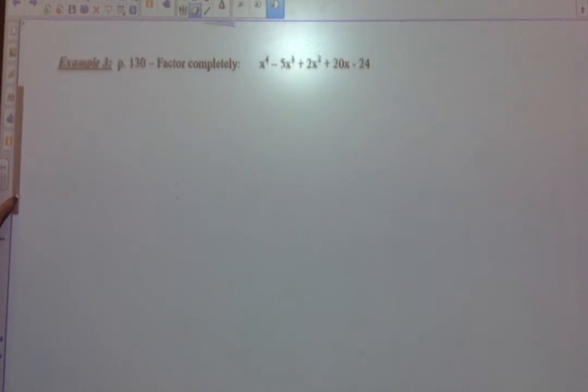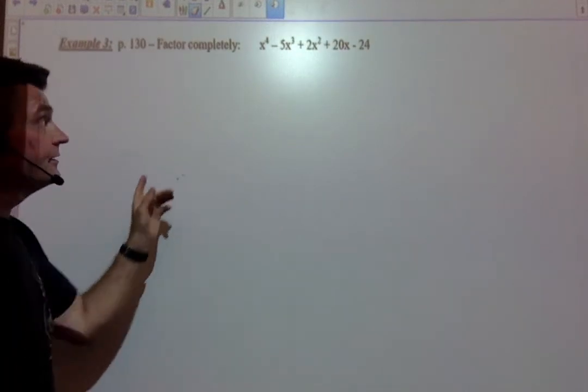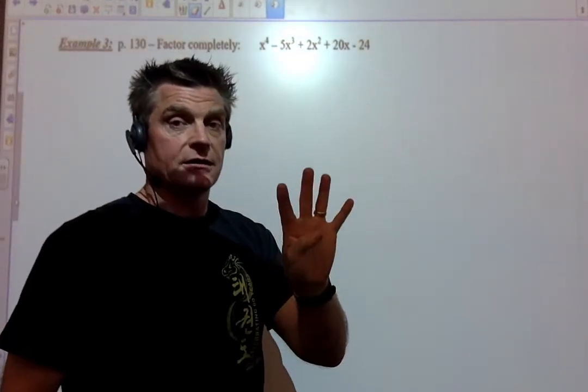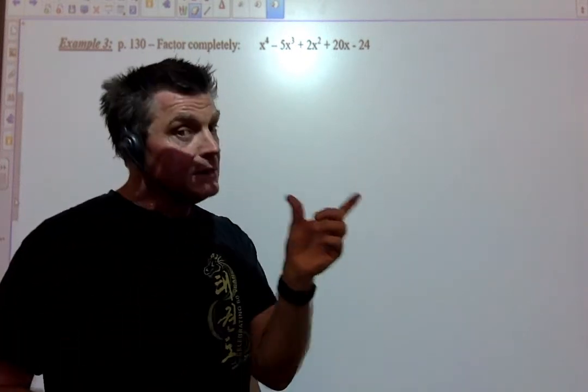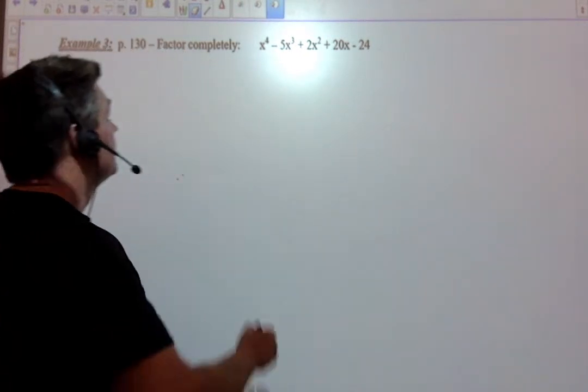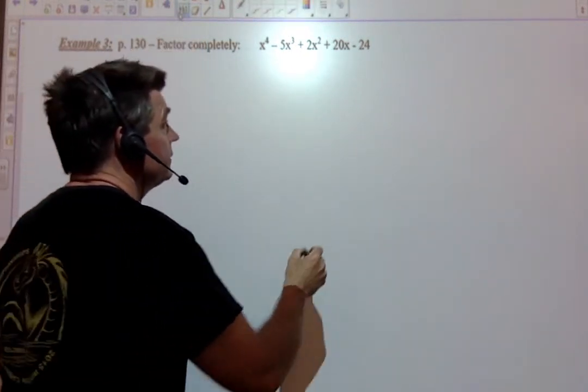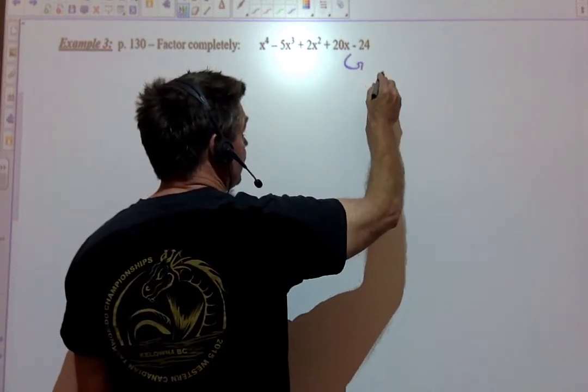This is the big question. Factor this beast completely. This thing is a quartic. I'm expecting 4, maybe 4. Well, let's see. So, step 1, possible factors.